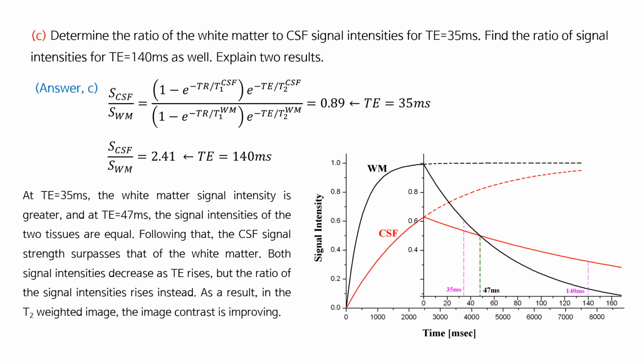Next question, C. Determine the ratio of the white matter to CSF signal intensities for T equal 35 milliseconds. Find the ratio of signal intensities for T equal 140 milliseconds as well. Explain the two results.